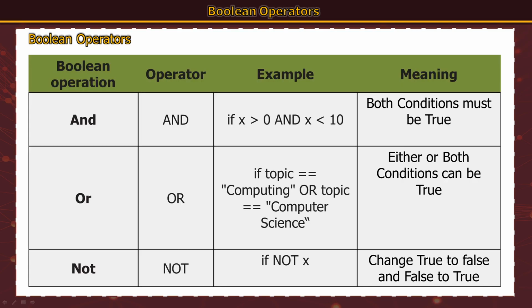The Boolean operator AND requires that both conditions are met, whereas OR only requires at least one of the conditions to be met, and NOT simply reverses the result. On the screen here, there are some basic examples, but let's take a look at some more interactive ones to get a better idea of how it works.